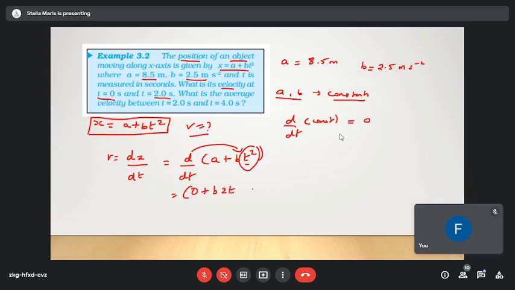When you differentiate t squared, what happens? 2t, right? Yes, sir. Yes, and it becomes 2bt. So velocity is nothing but 2bt.